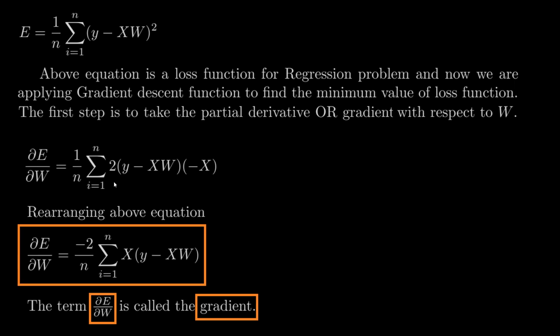Now the second step is to rearrange the terms. We have 2, we have n, and we have this negative sign. So we move the negative sign to the front, with the n. So we have minus 2 over n, and the rest, this X, we write first, and then we have this bracket (y minus Xw). This term, where we take the derivative of our error with respect to w, is known as the gradient.